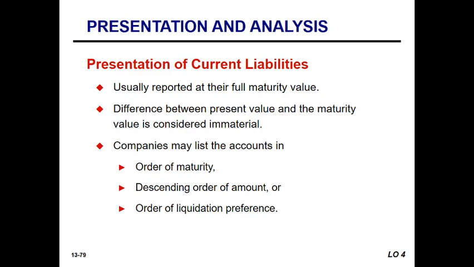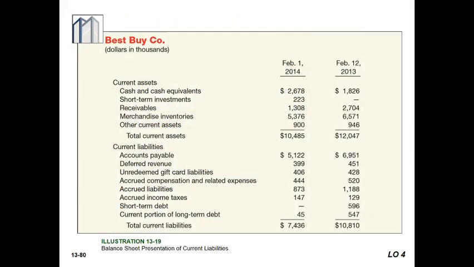Now, how a company presents on a balance sheet their varying different types of current liabilities really comes down to a preference in the company. They can list them in the order of maturity. So, this is the point at which they expect those to liquidate preferentially. It could be the descending order of amount. So, it could just be this is our largest, going down to this is our smallest. Or it can be their preference of order of liquidation.